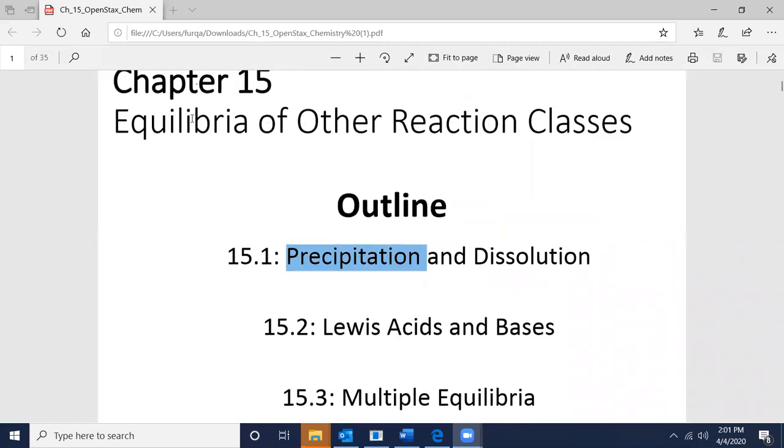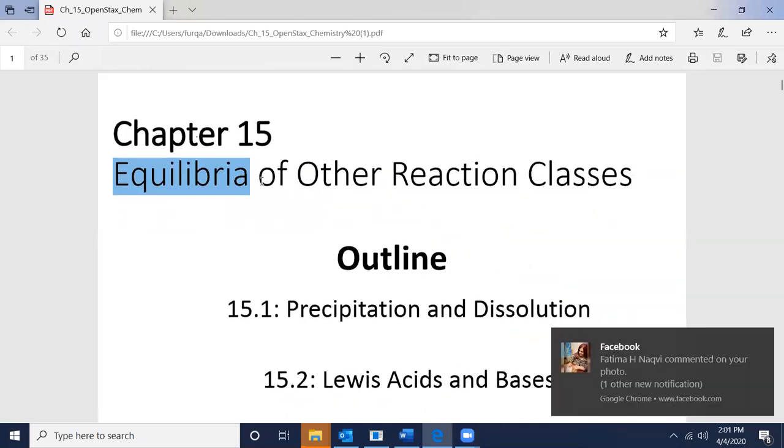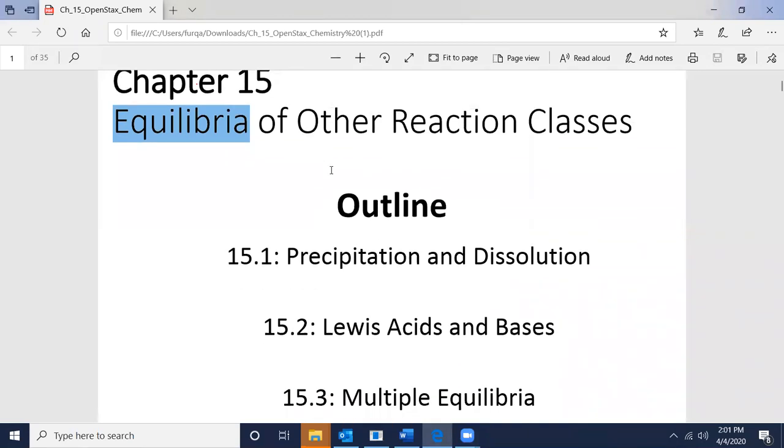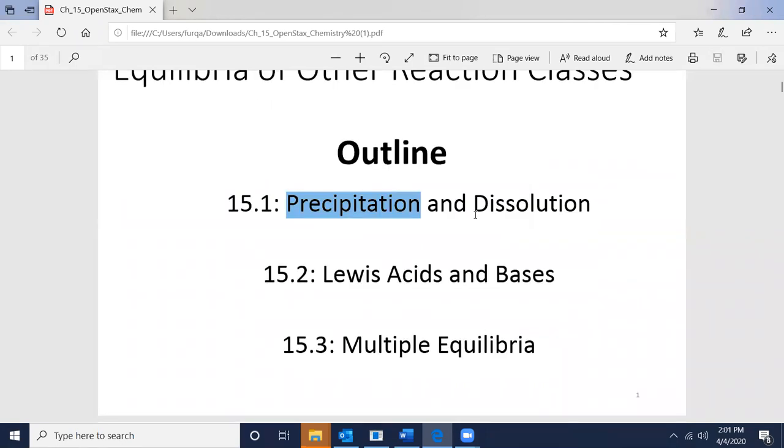So, what I was talking about is that after discussing the acid-base equilibria in detail in chapter 14, chapter 15 is a brief description of the equilibrium in other types of reactions. And one of the most important in those reactions is precipitation. Okay, so precipitation and dissolution.